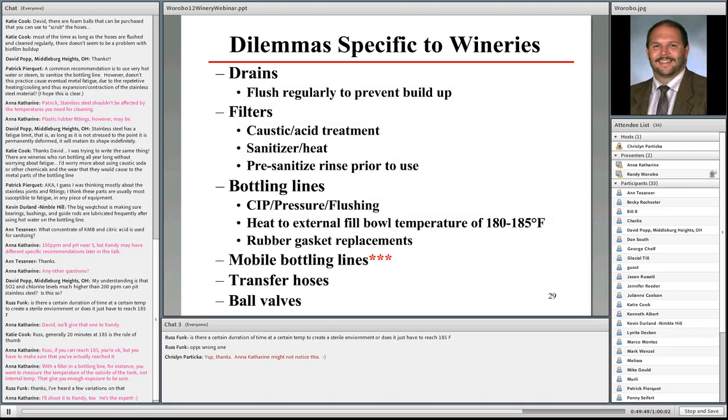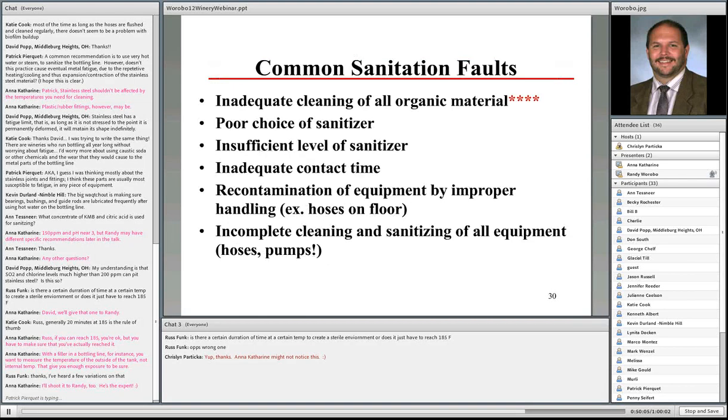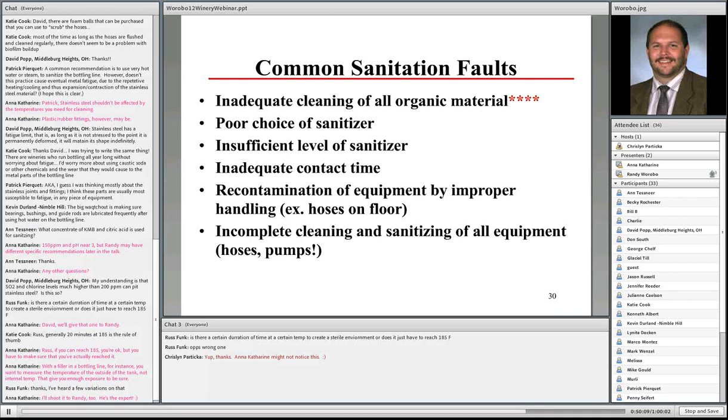We've already talked about transfer hoses, and for ball valves, butterfly valves are much better and easier to sanitize. Ball valves, because there's always one side of the ball valve that's going to be hidden from cleaning and sanitizing. Ball valves can actually have higher counts compared to drains.